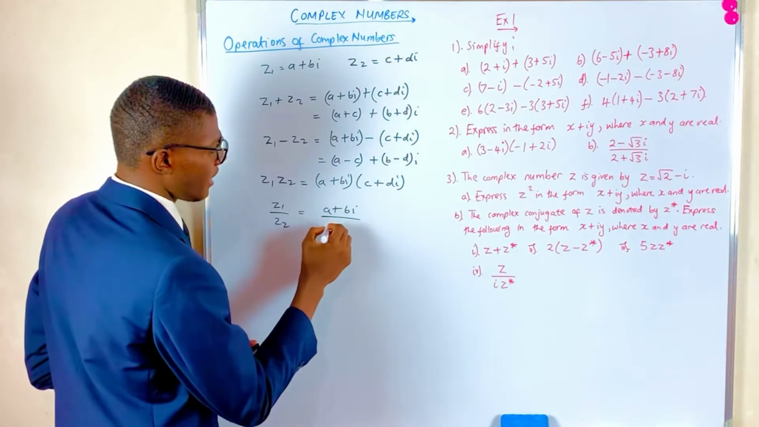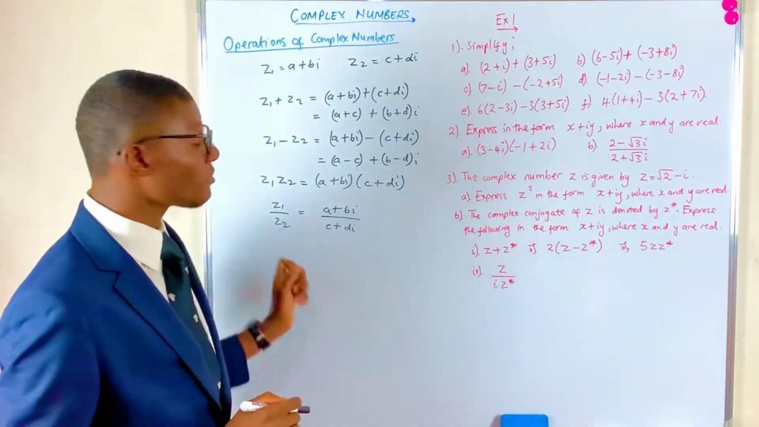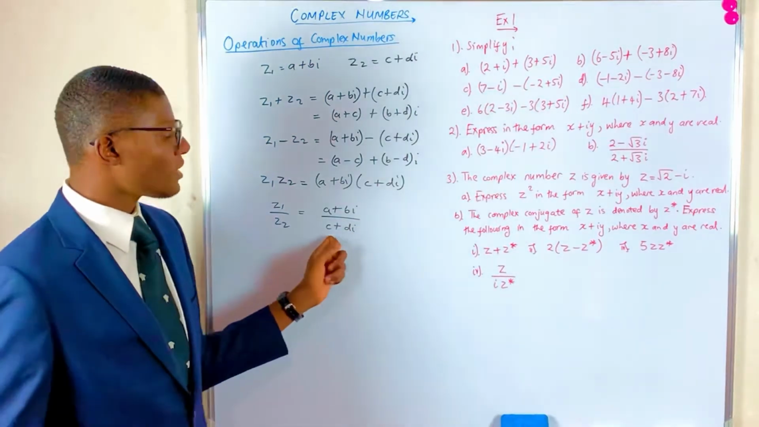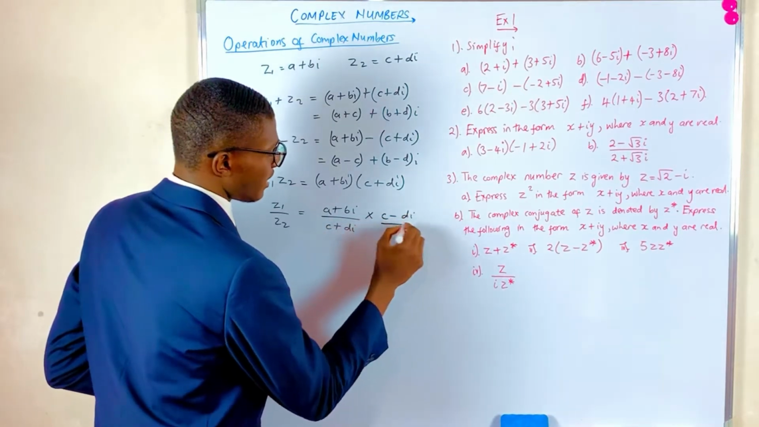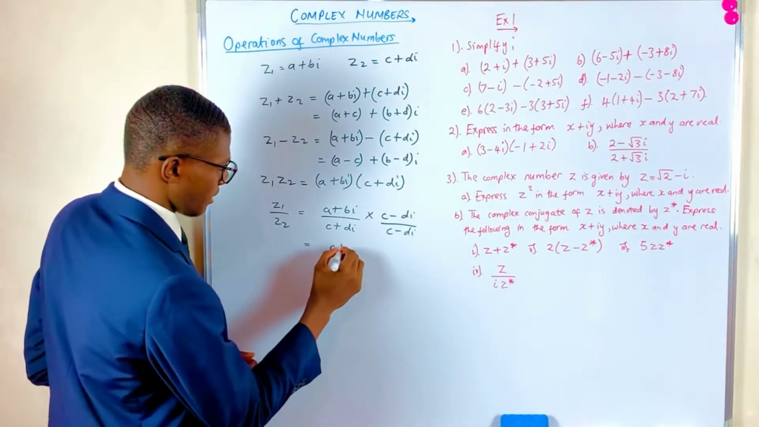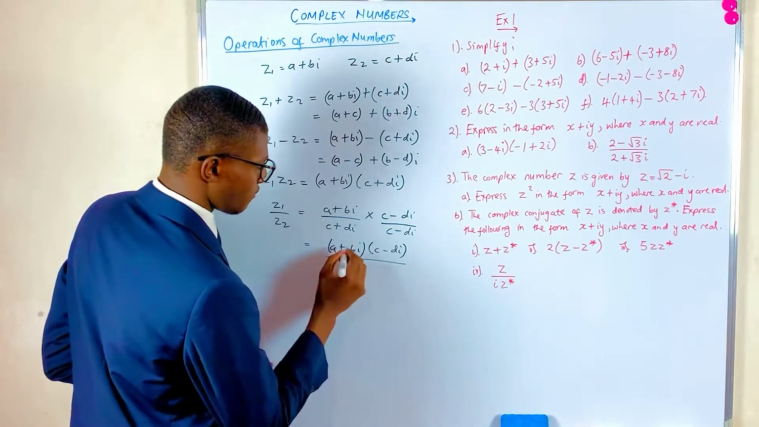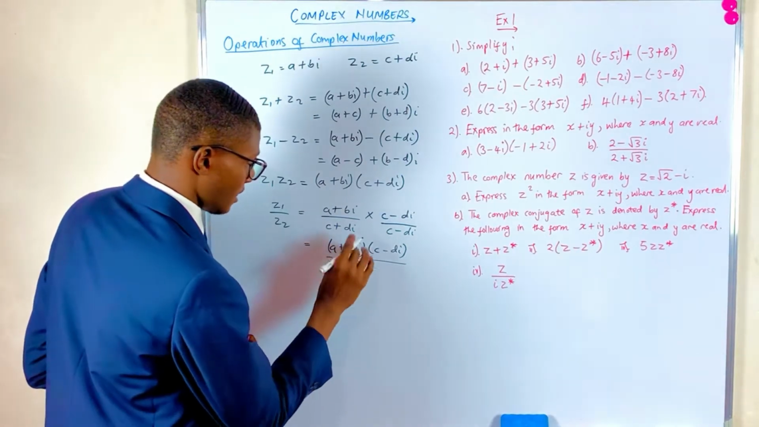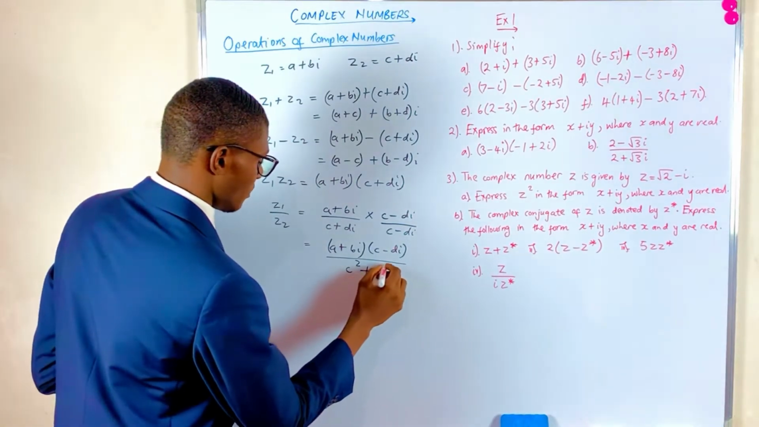a plus bi over c plus di. Now for division, when dividing complex numbers, we multiply both the numerator and the denominator by the complex conjugate of the denominator. So we're going to say times c minus di over c minus di. Then we simply multiply to say a plus bi times c minus di over, this is difference of two squares, so this is just c squared, and since this is minus d squared i squared, that becomes plus d squared.